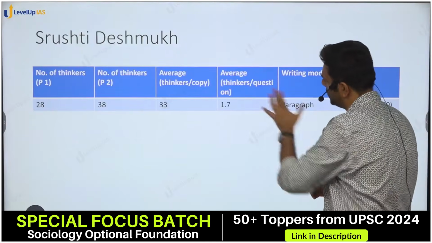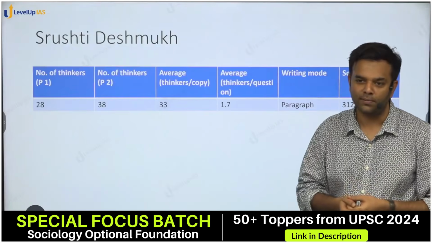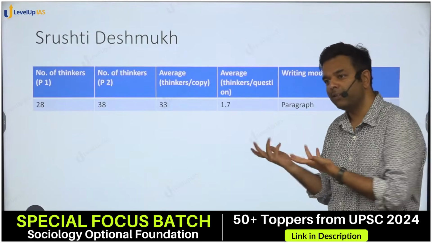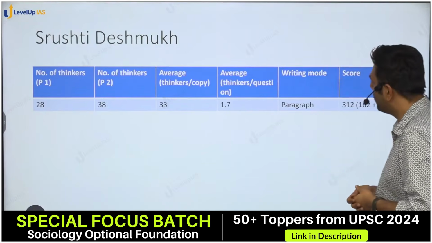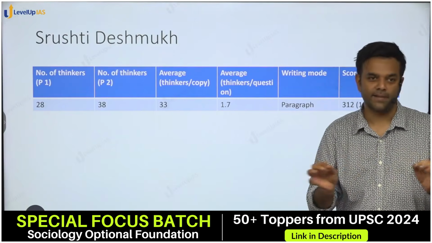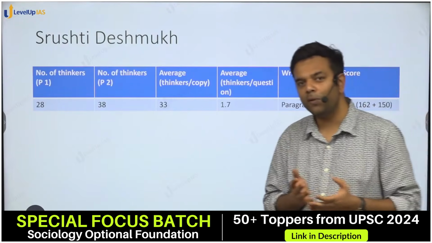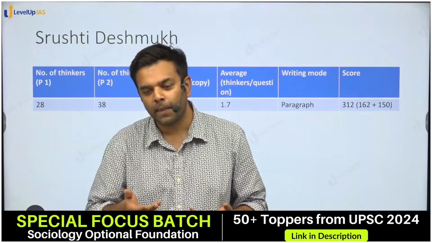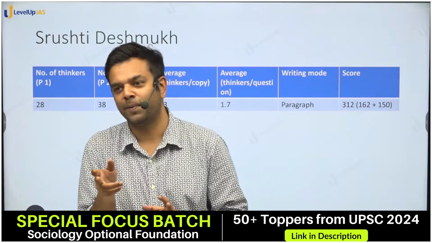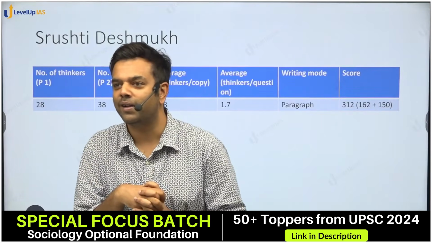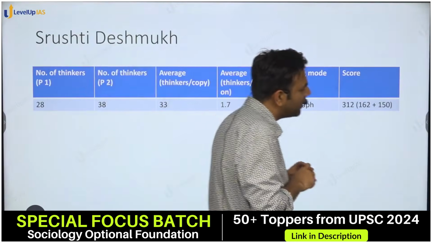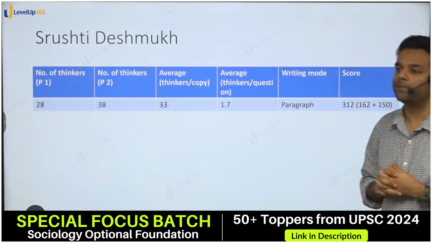Average thinkers per question, 1.7. Of course, 0.7 does not make sense, right? But in statistics, these things do make sense. Writing mode, was it paragraph style or was it point style? So these are the things that I want you to be familiar with right at the beginning, because our job is not just to read sociology. We will be writing sociology as well, right? In our class, we will have tests as well. And that is why I want you to be familiar with the past year trends, what people have done.